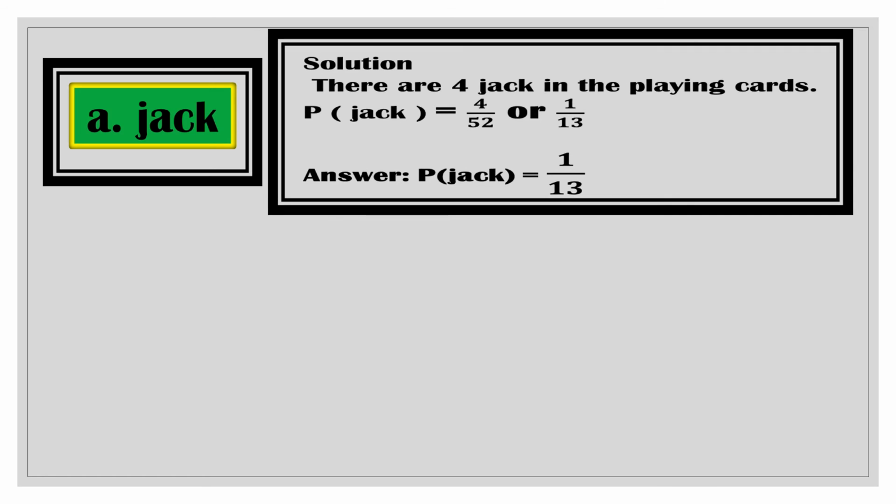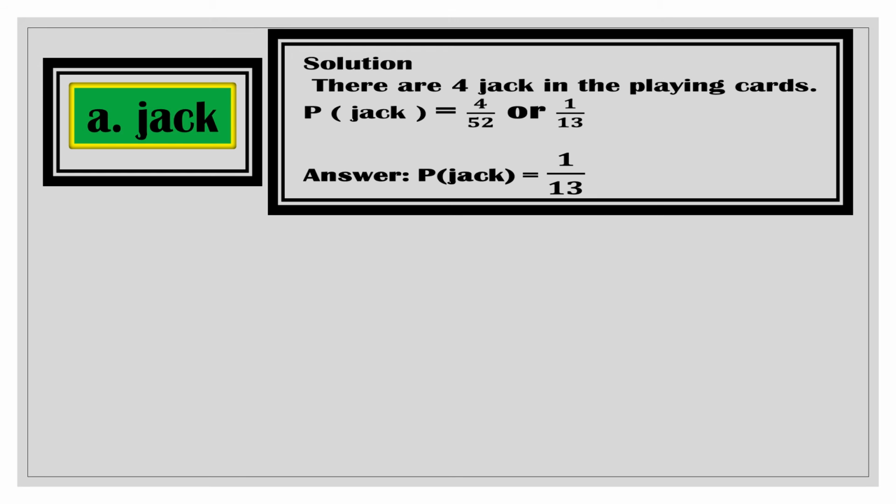Okay, so first is letter A. Find the probability of a jack. Okay, so we have here the solution. There are 4 jacks in the playing cards because the playing cards are comprised of 4 different symbols. So we have one jack in the heart, one jack in the spade, one jack in the diamond, one jack in the club. So that's why the total is 4 jacks.